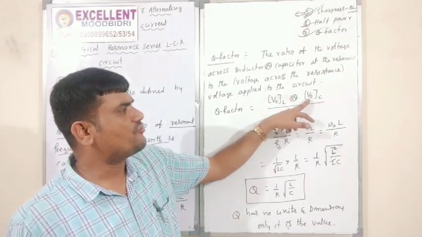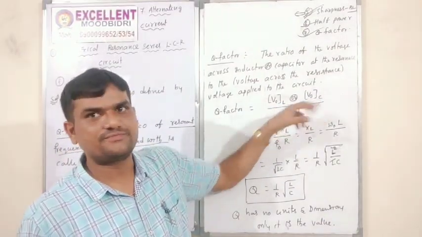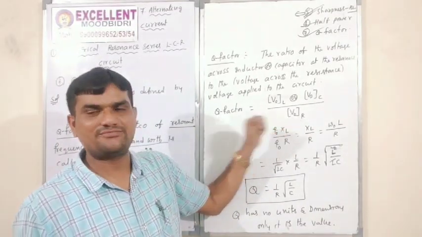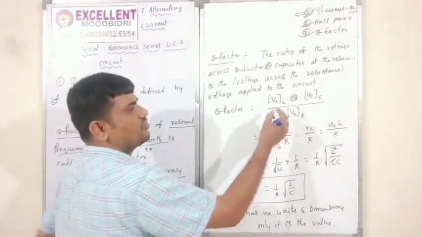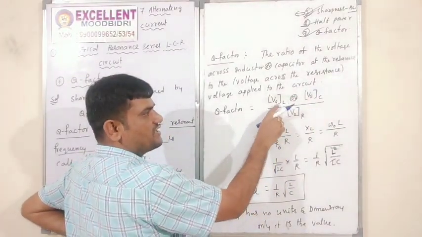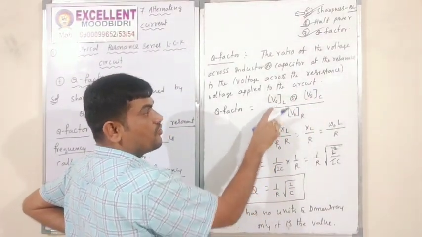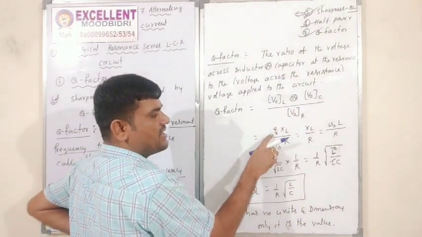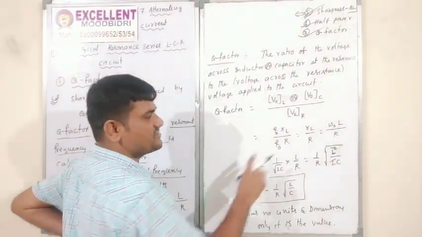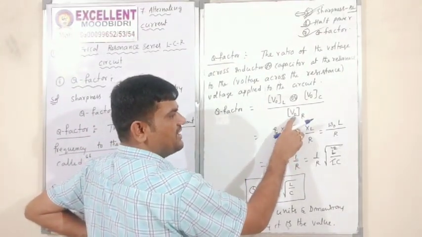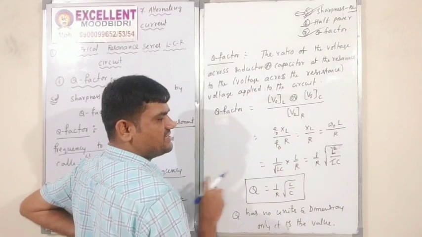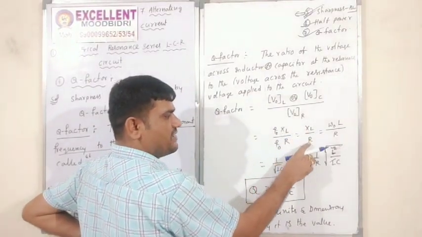So V0 C, or else VC, divided by V0 or VR. Okay, then you can take either this one or this one, no problem. Now I will consider V0 suffix L. What is V0 suffix L? I0 into XL, correct? Current into resistance, divided by I0 suffix R, which means I0 into R. I0 gets cancelled. Therefore, XL by R.